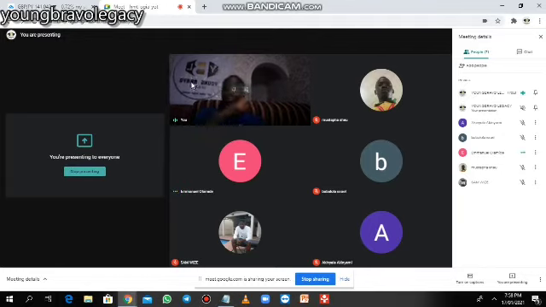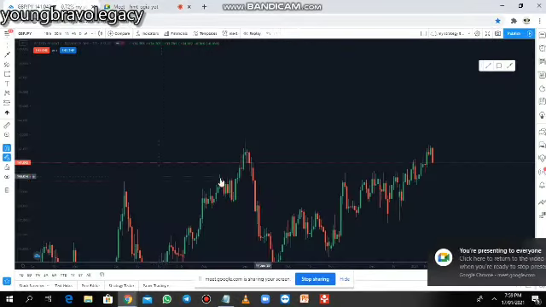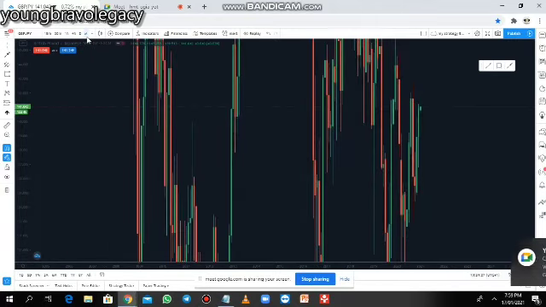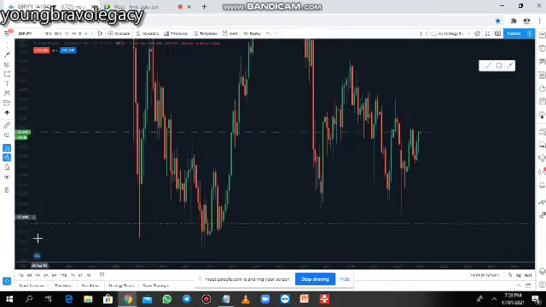So we are not going to start from the daily time frame. I'll start from the monthly time frame. Yes, but I'll not draw anything on the monthly time frame. So this is GBPJPY. I'm starting from the monthly time frame.